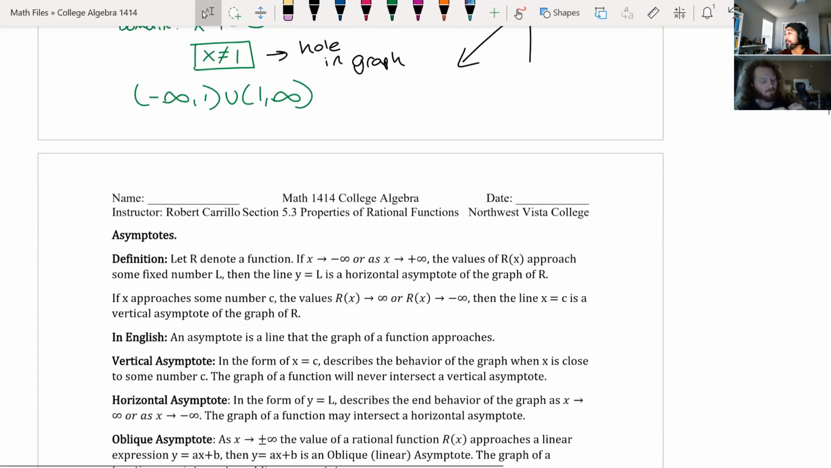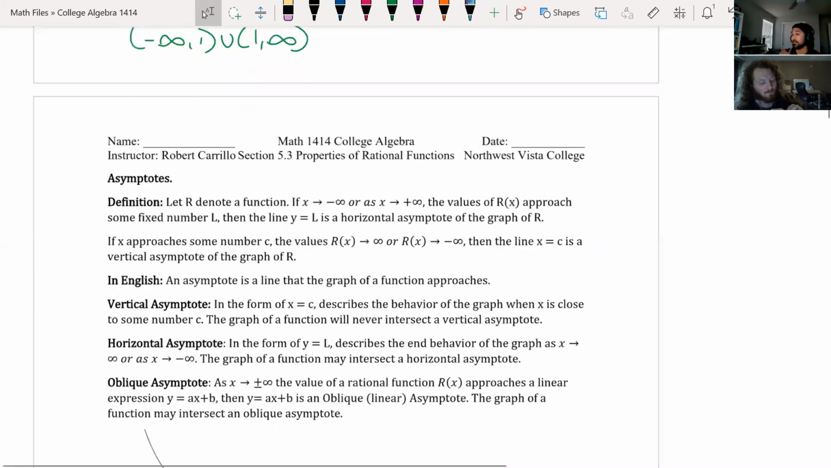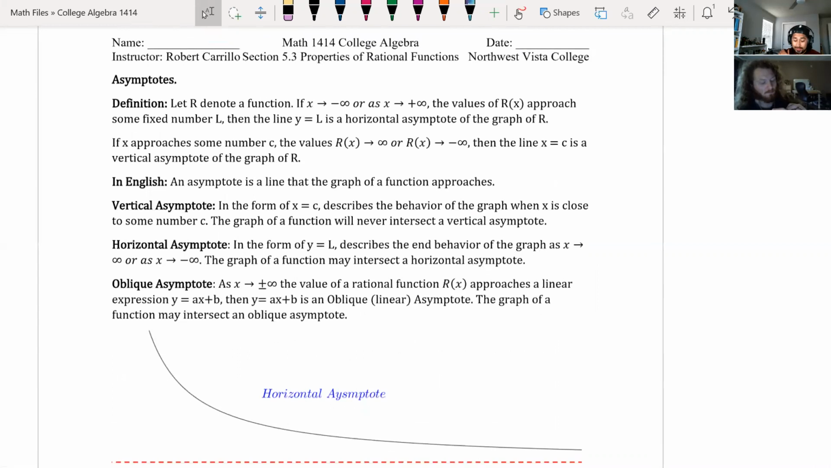Next up is the definition of asymptotes. So asymptotes are going to be a line that our function approaches. And depending on the asymptote, when our function approaches it, our function can either head towards infinity or negative infinity. Or depending on the asymptote, our function can actually approach an actual number other than infinity. So by definition, let R denote a rational function.